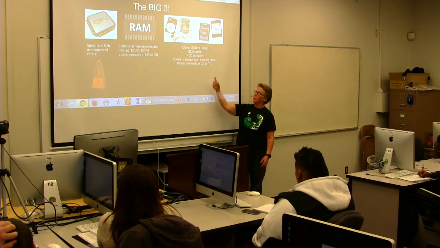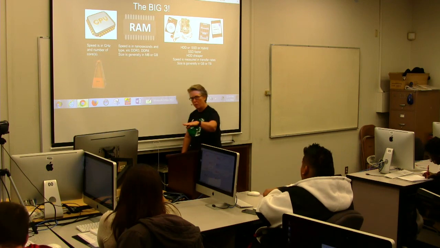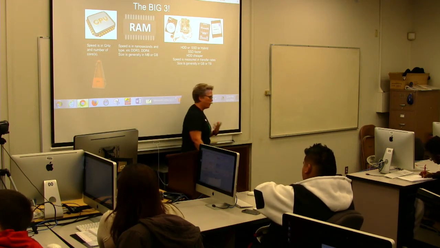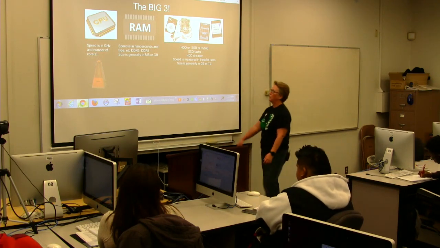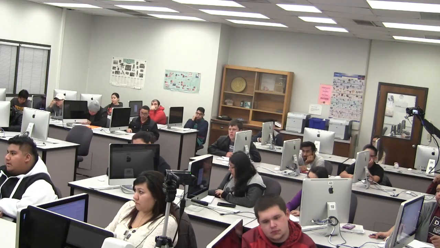Now, speed in this case is measured in transfer. How quickly can we get stuff from that device into the system, right? And now we come back to the measurement again, right? So we measure this generally in gigabytes or terabytes. Okay? Good so far? So we're just laying the land. So if you were to review just real quickly, what are the three big devices in your computer? CPU, RAM, and hard drive.